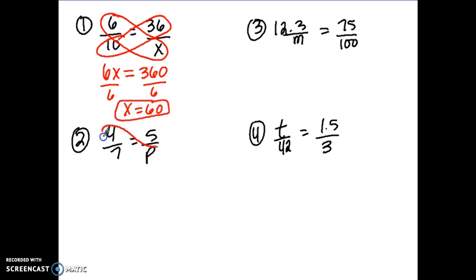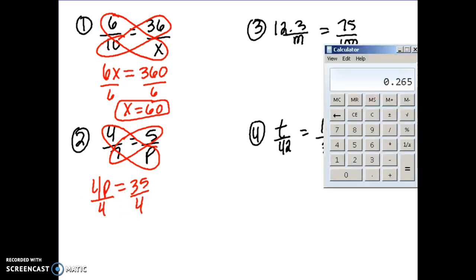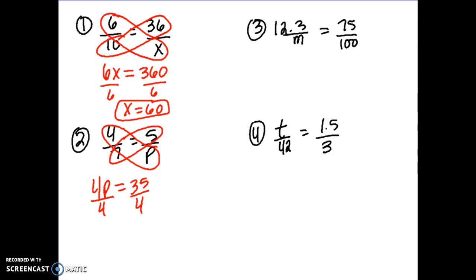Number 2, 4 times p is 4p. 7 times 5 is 35. We divide by 4 on both sides. 35 divided by 4 is 8 75/100ths. P equals 8 75/100ths.